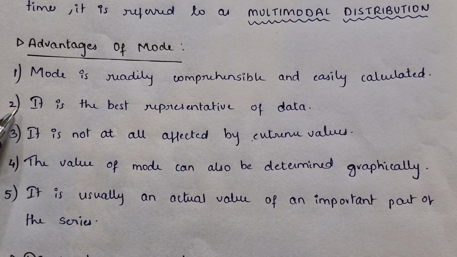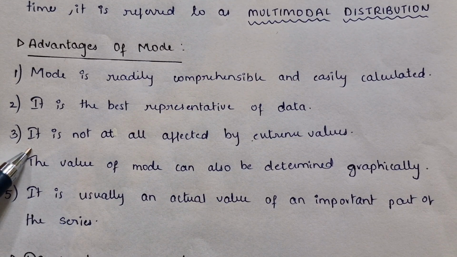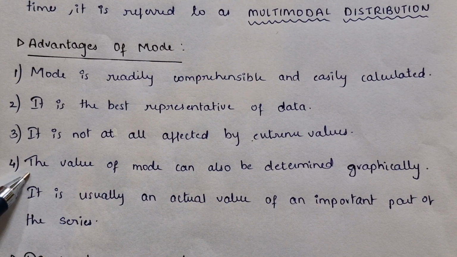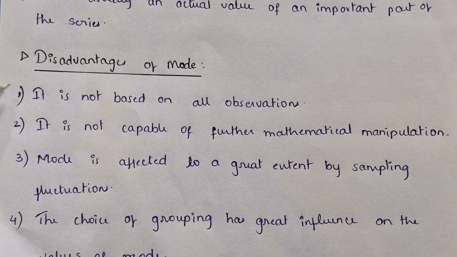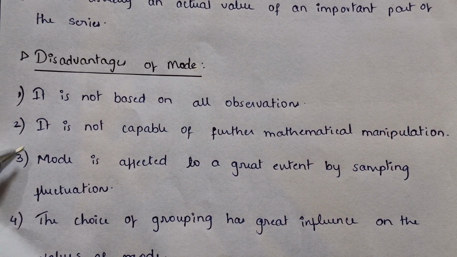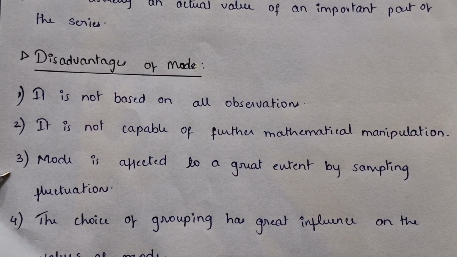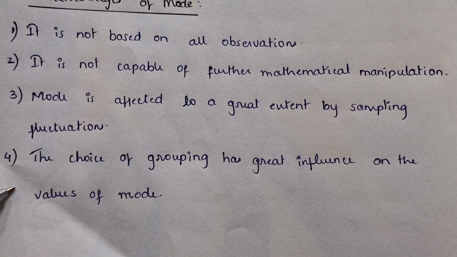It is the best representative of the data. It is not at all affected by extreme values. The value of mode can also be determined graphically. It is usually an actual value of an important part of the series. Disadvantages of mode: it is not based on all the observations. It is not capable of further mathematical manipulation. Mode is affected to a great extent by sampling fluctuations, and the choice of grouping has great influence on the value of mode.